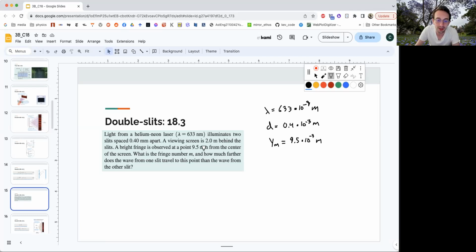Okay, and so then they want to know what is m, and how much farther does the wave from one slit travel at this point than the wave from the other slit.